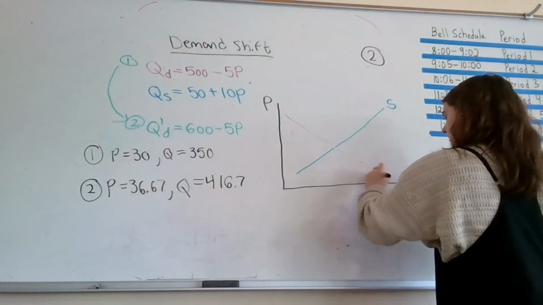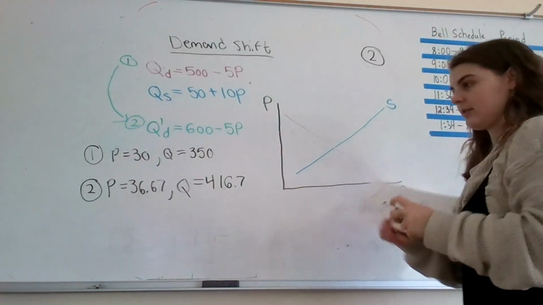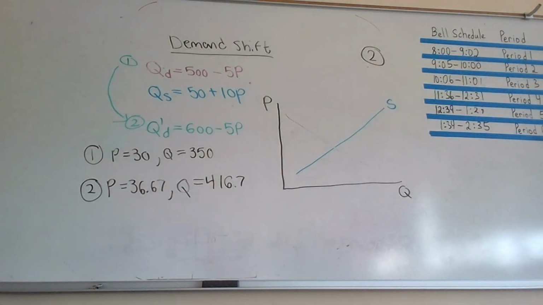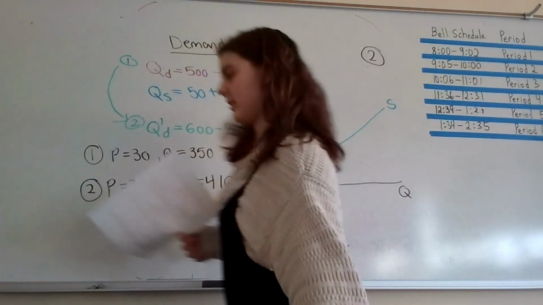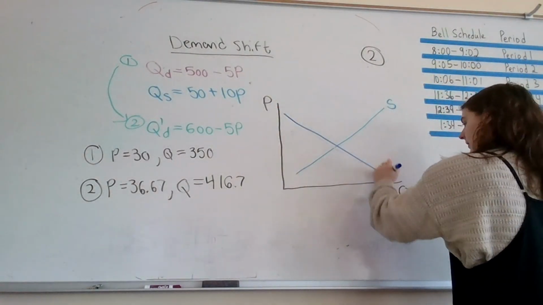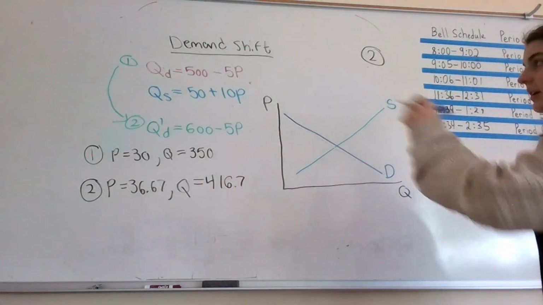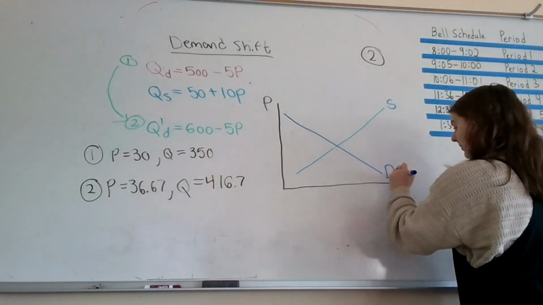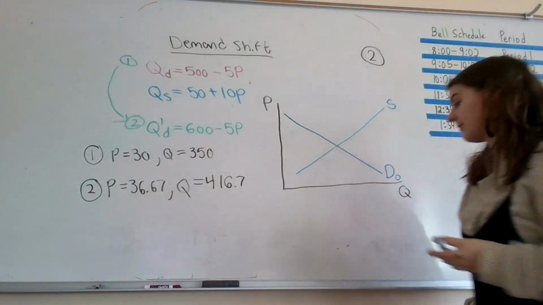Oh, my marker is losing its luster. All right, demand, first demand. It's going to be this dark blue. This was our first demand. We're going to want to label this, right? We want to make sure we label everything. I'm going to call this the original. I'm going to call this the O.